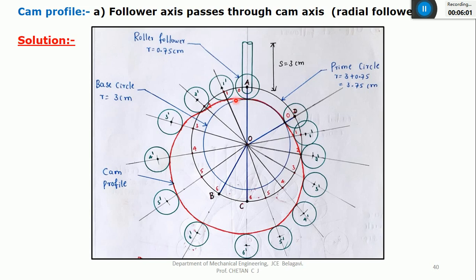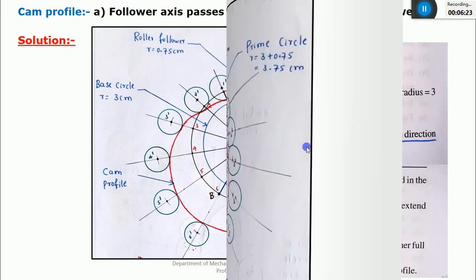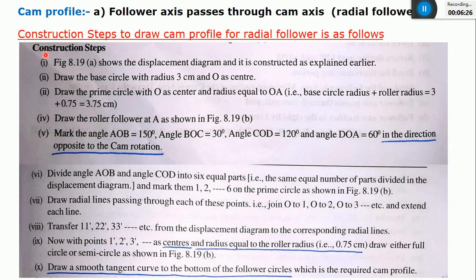So this is the cam profile which is highlighted with the red color. I want this cam profile for the given data. The data may be the angles, or in terms of radius, the base circle radius and the prime circle radius. So I'll explain how to draw this cam profile step by step. These are the steps. I'm going to follow these steps to construct the cam profile for the radial follower. After the class, you can go through all these steps.